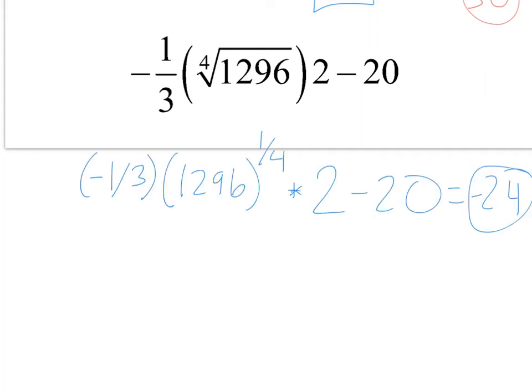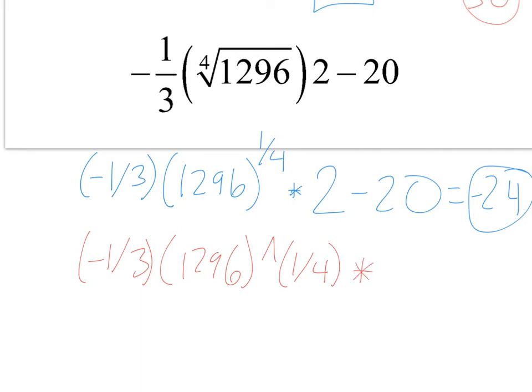Alrighty, so this is what you should look like in your calculator. So we've got -1/3 times 1296 raised to the 1/4 times 2 minus 20. Now if you have an older calculator, it's going to look something like this. You could still have the -1/3, then the 1296, then the exponent, 1/4, then times 2 minus 20. And that's going to still give you a -24.